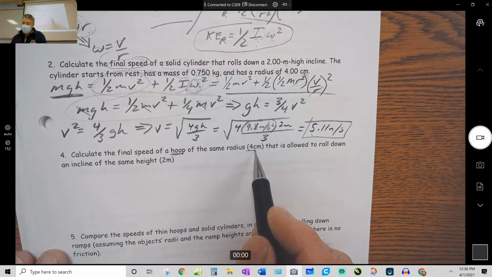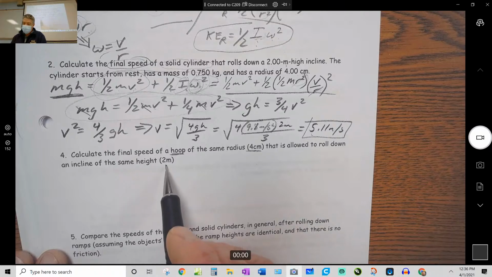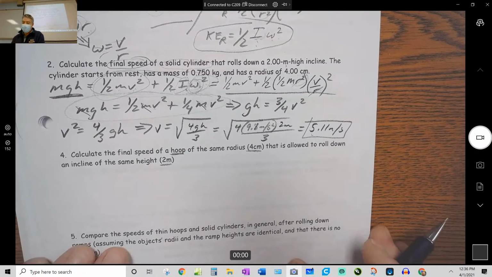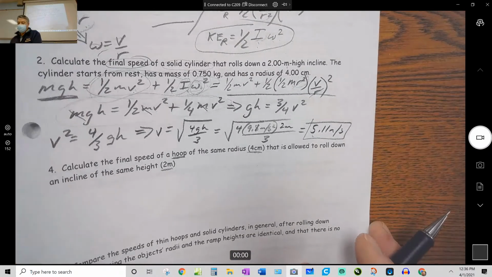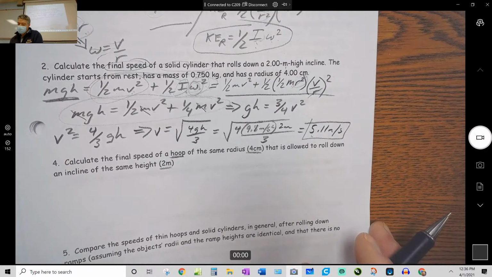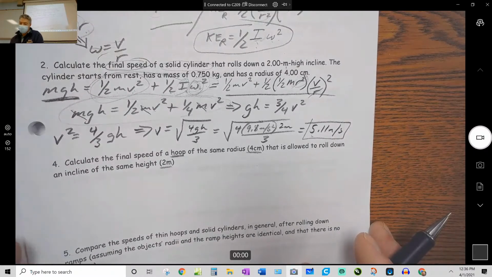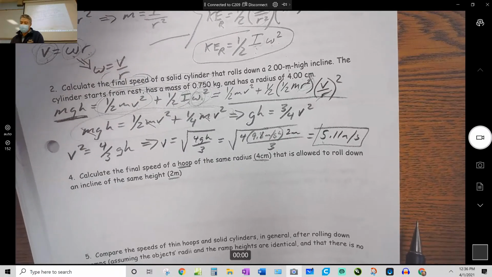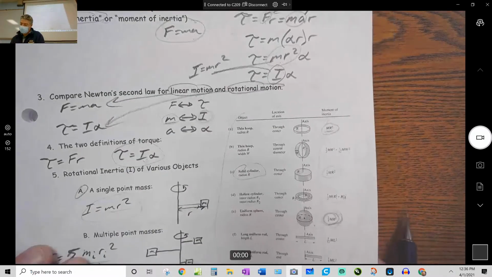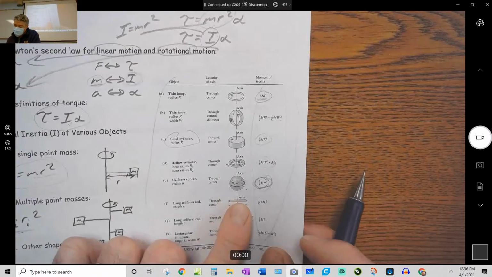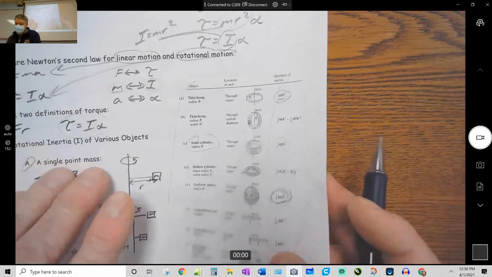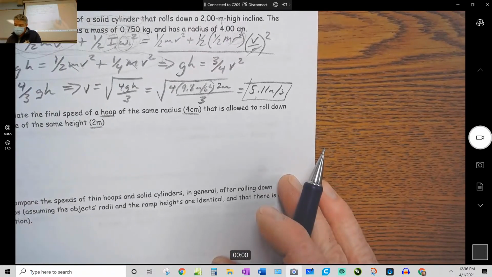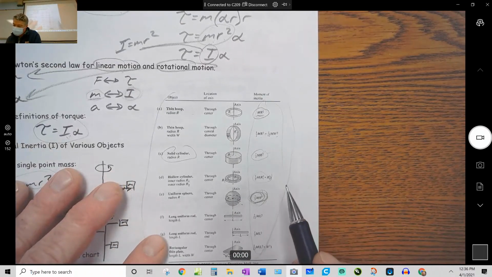So it's got the same radius, and it's rolling down a ramp from the same height. The only difference is I guess it doesn't say this, but we could assume it has the same mass too. It doesn't matter. Yeah, actually it should have the same mass, I guess. So on this side, does it say if it's a thin hoop? It just says a hoop.